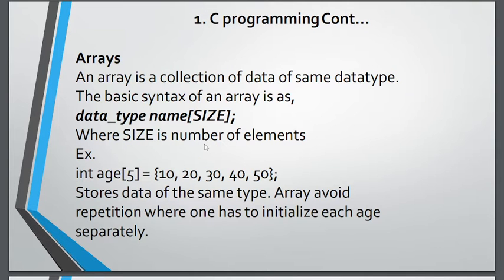Let's talk about arrays. What is an array? An array is a collection of data of the same data type. The basic syntax of an array is as shown. We have the data type of the array, the name of the array, and the size of the array in brackets. Let's take an example. int is the data type, integral type. Then we have age. Age is the name of our array. Then we have 5. 5 is the size of the array, the collection of data to be stored. Now let's take note here.